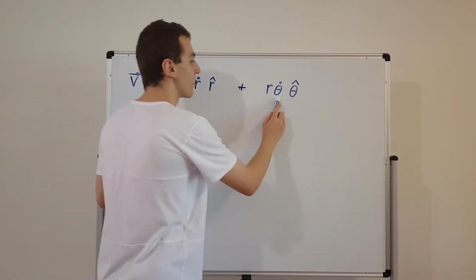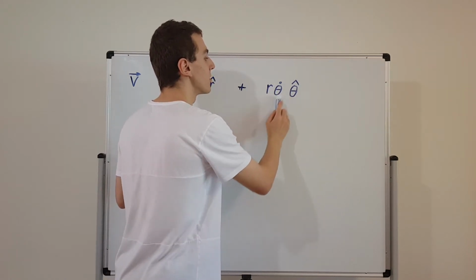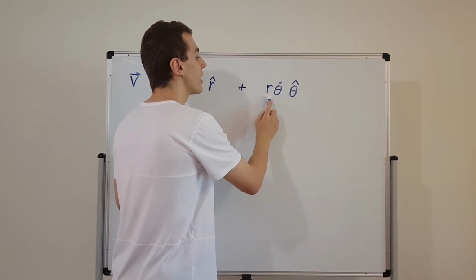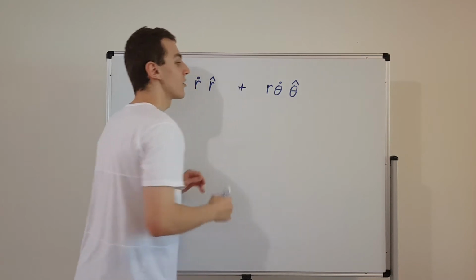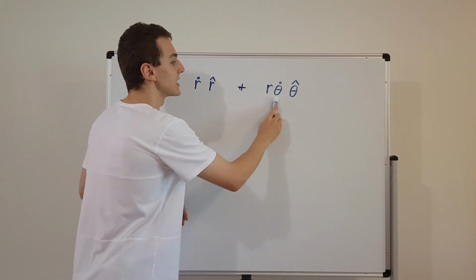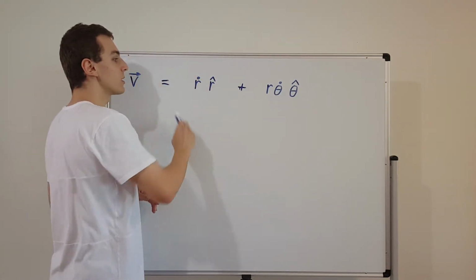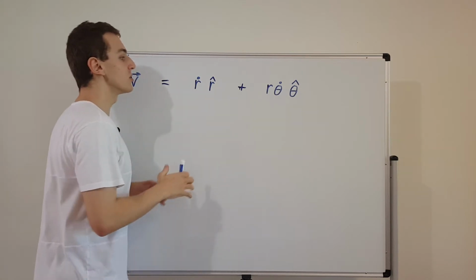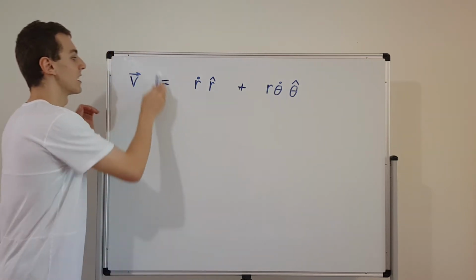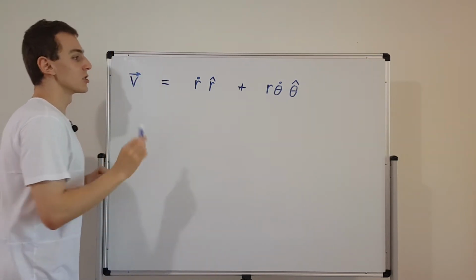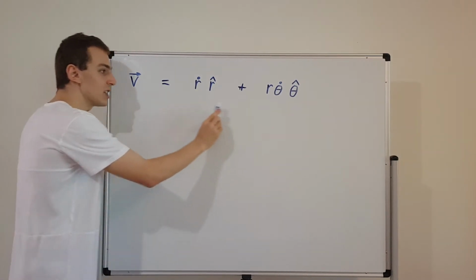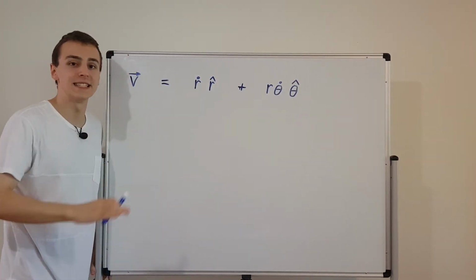Over here we have theta dot, which is the time derivative of the angle, and then we're multiplying by r. And r is the radial distance. So these guys are both scalar quantities. So we have scalar quantities multiplying unit vectors, and those are being added together, and that's giving us the velocity vector. So let's examine the units of each of these terms and make sure this is all consistent.